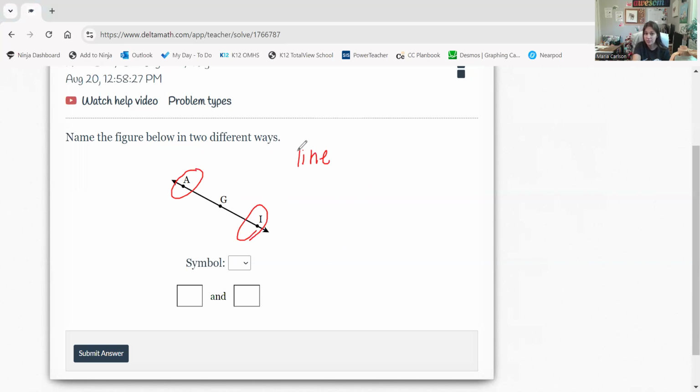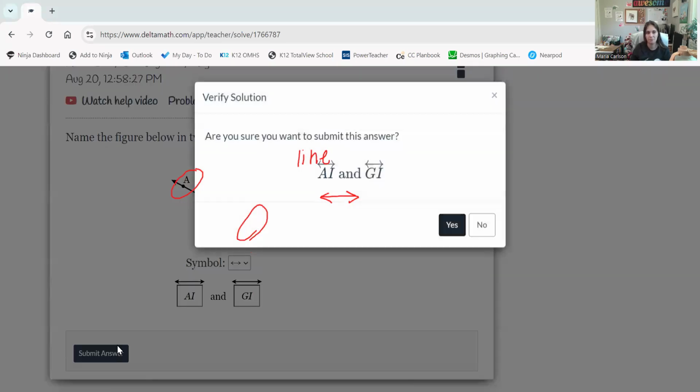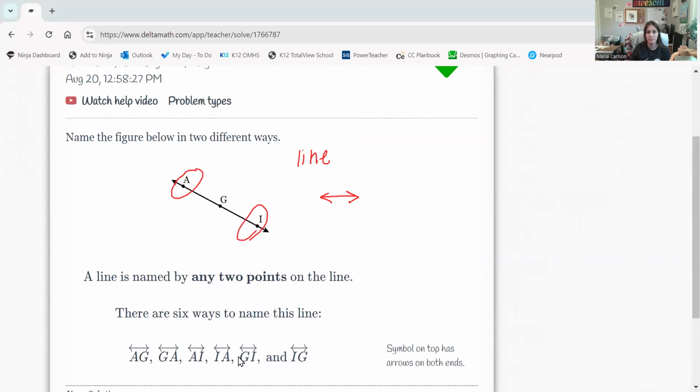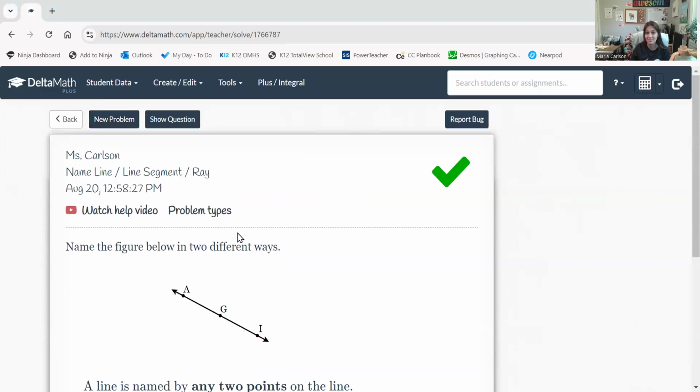So our symbol here, since this is a line, our symbol needs to have the two arrows above it. So I am going to select the option that has the two arrows. And then I have lots of options here. I could do AI. Make sure you're using capitals as well, because these are capital letters for the points. And then I'll do GI. Why not? So any 2 points in the line. There are actually 6 ways we could have named this line based on the 3 points available.